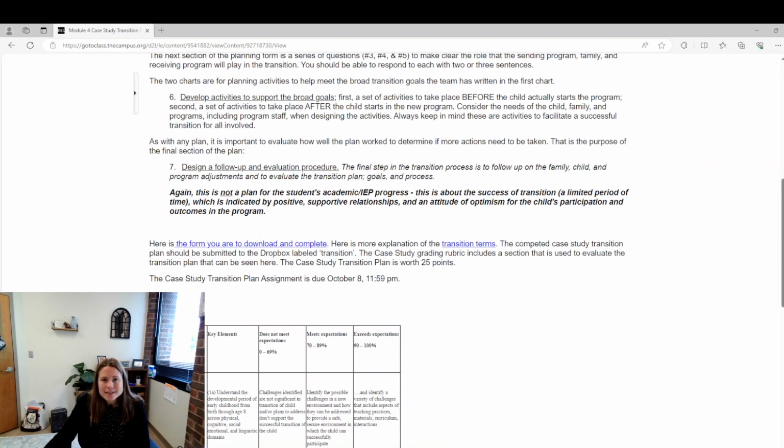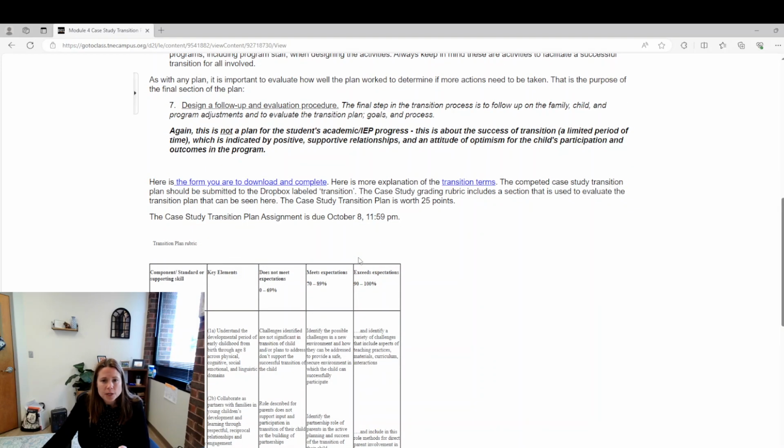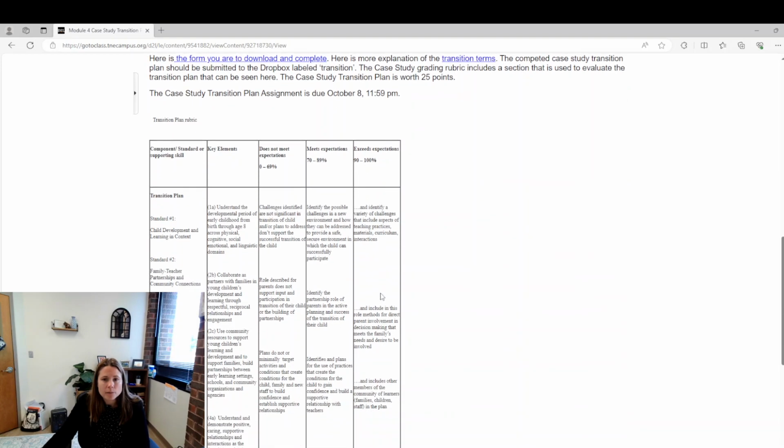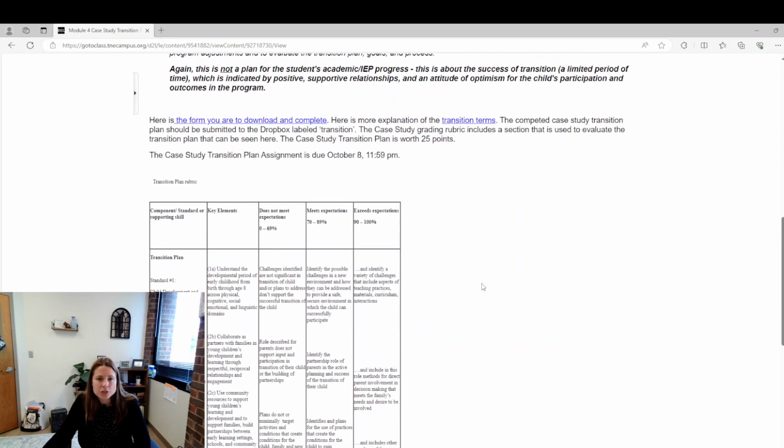Now remember, this is not a plan specifically talking about the student's academic IEP process, right? This is really looking at those family partnerships, the supportive relationship, goals of helping that child transition seamlessly to get the support they need. Okay, so there is a form you're going to use that you will have to download and complete. Now remember, this transition plan is worth 25 points and it's part of your case study project. So this is our big project for this course.